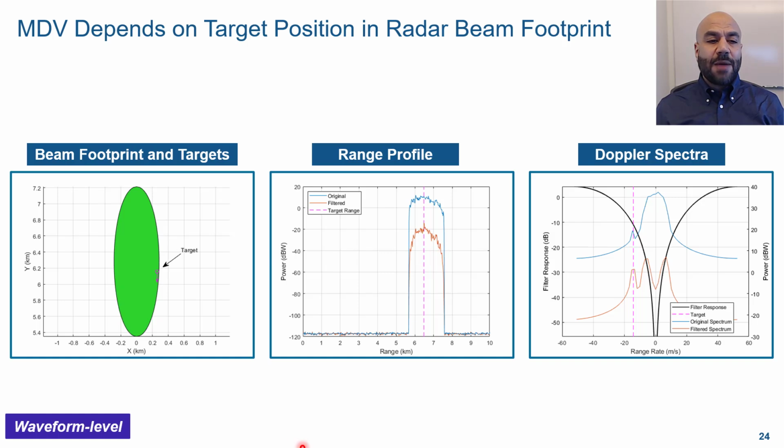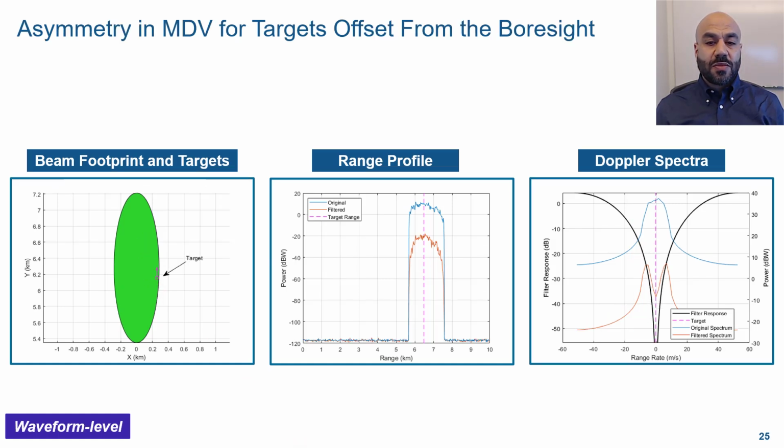Now, what happens if this target starts to move in the other direction? We can simulate that and notice that by applying the same filter, we can't find the target after applying the filter. This is indicating an asymmetry in the minimum detectable velocity of these targets, that is present for almost all the cases except when the target is along the boresight vector of the radar, at the center of the beam footprint.